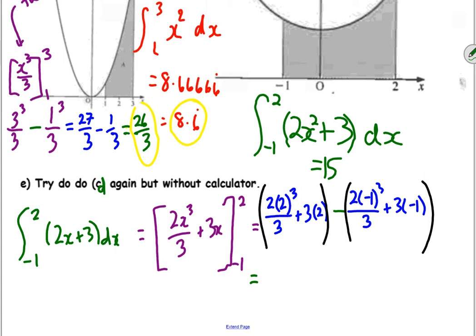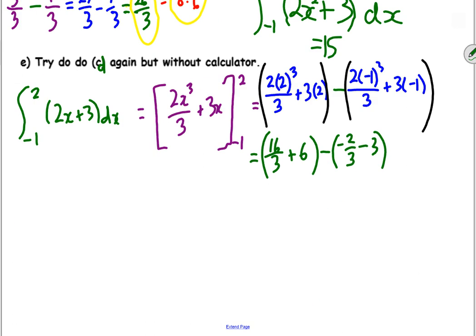Subtract 3, gives you 1. And then this negative, what's this? Negative 2 over 3, did you get it? Yep, negative 2 over 3. Then multiply it all by 3, so I get 16 plus 27, that'll be 43 over 3.